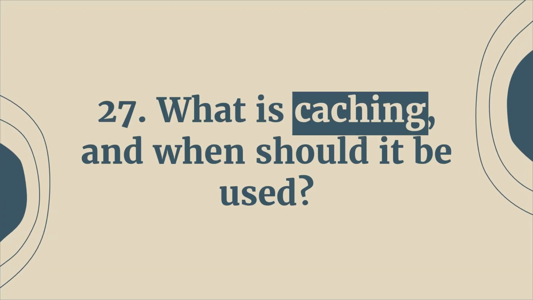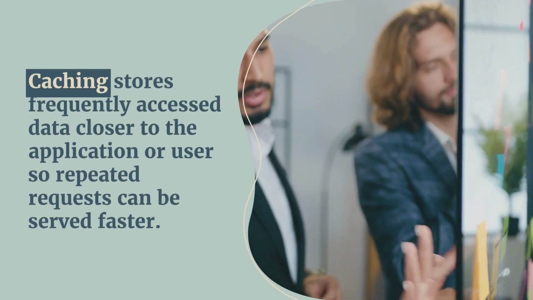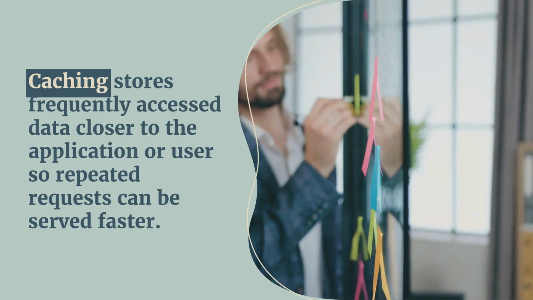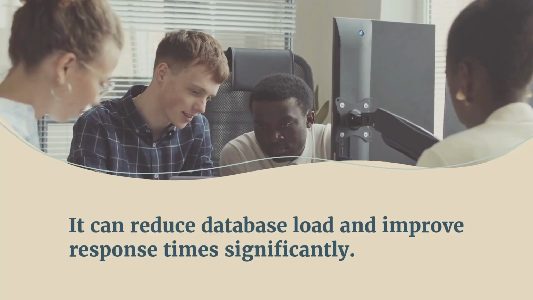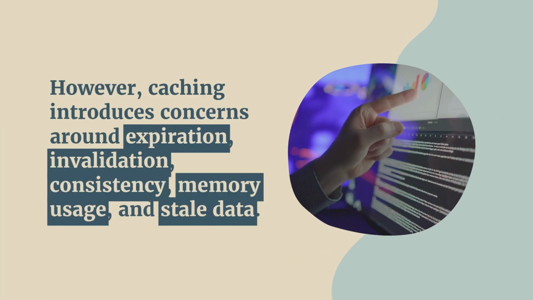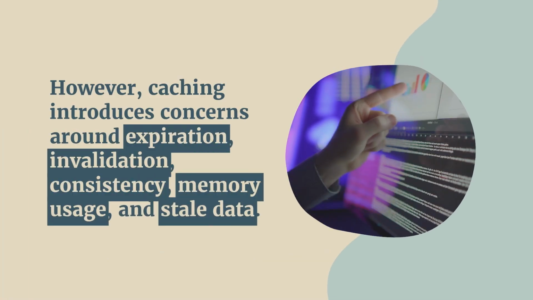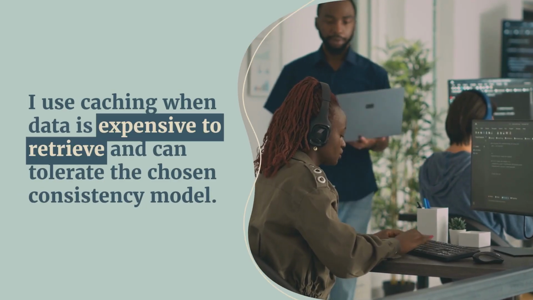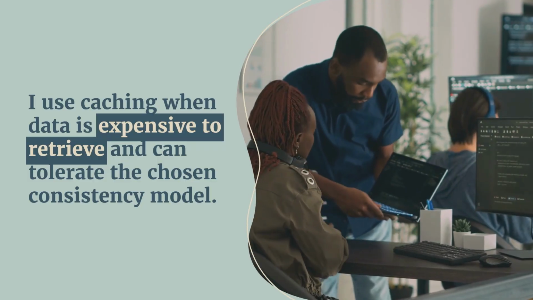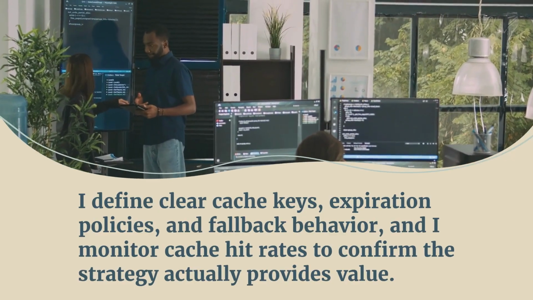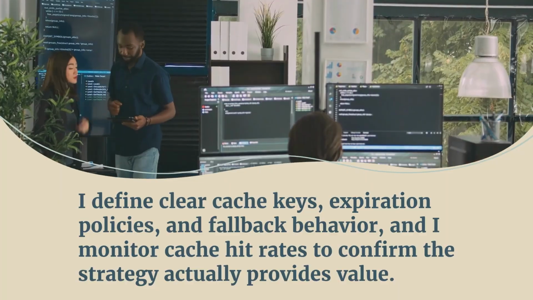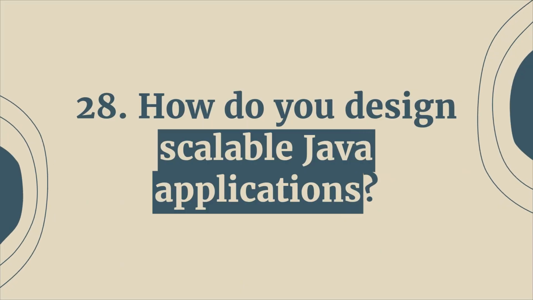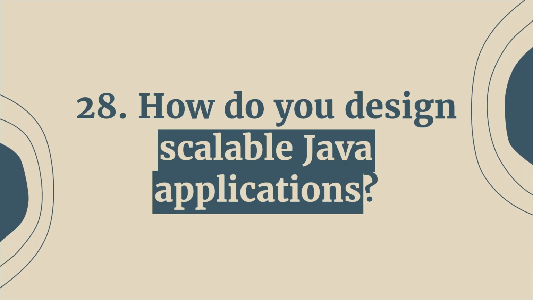What is caching, and when should it be used? Caching stores frequently accessed data closer to the application or user so repeated requests can be served faster. It can reduce database load and improve response times significantly. However, caching introduces concerns around expiration, invalidation, consistency, memory usage, and stale data. I use caching when data is expensive to retrieve and can tolerate the chosen consistency model. I define clear cache keys, expiration policies, and fallback behavior, and I monitor cache hit rates to confirm the strategy actually provides value.